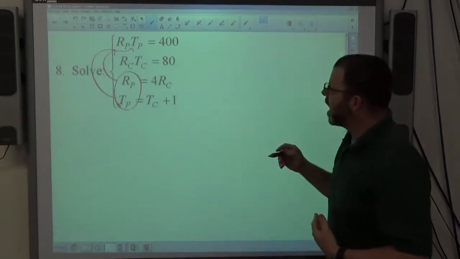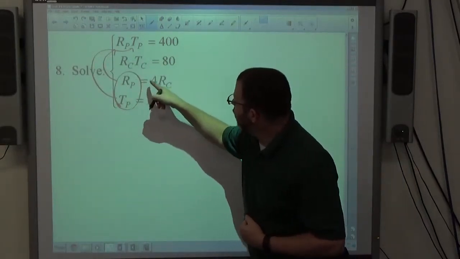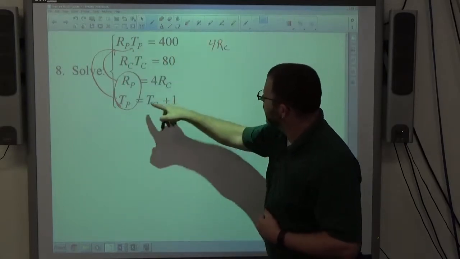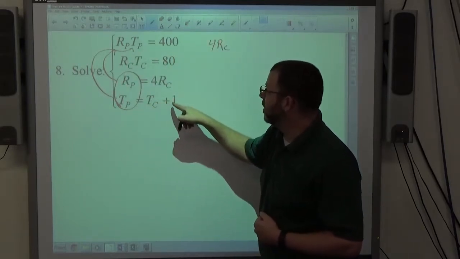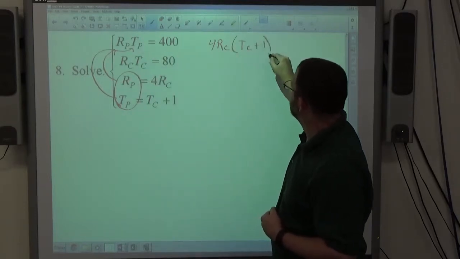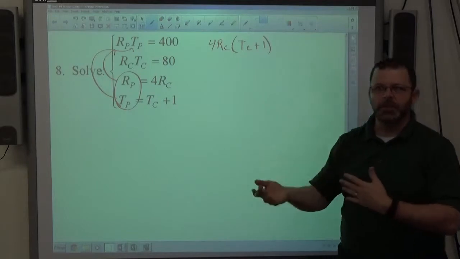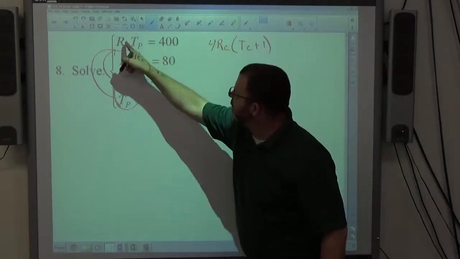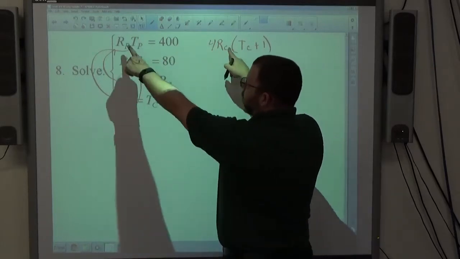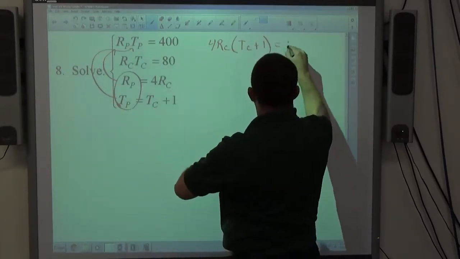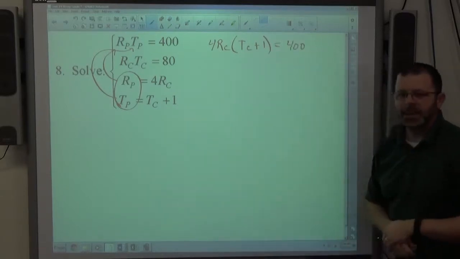So if I do that step, r sub p gets changed to 4r sub c. T sub p gets changed to t sub c plus 1. So this t sub p changed into multiple objects, t sub c plus 1. So again, anytime you substitute more than one object, parentheses goes around the substitution. This times this equals 400. Again, we did a replacement here, a replacement there. It still equals 400.